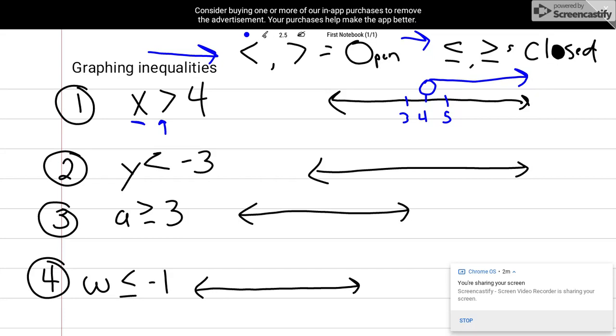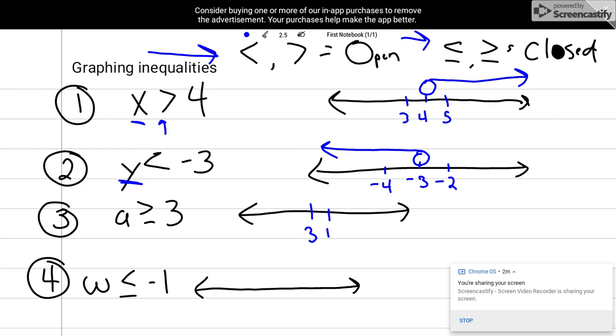So let's look at number 2. Let's try another one. Here's -3, -2, and -4. So this is also going to be an open circle. The answer cannot be -3, but the answer could be smaller than -3. And because that variable is on the left side, the arrow is pointing to the left, my arrow will also point to the left.